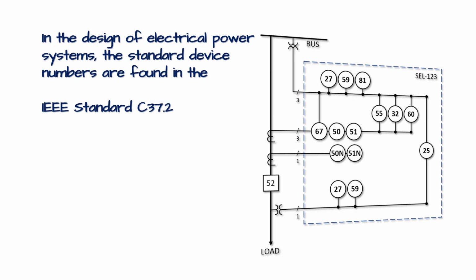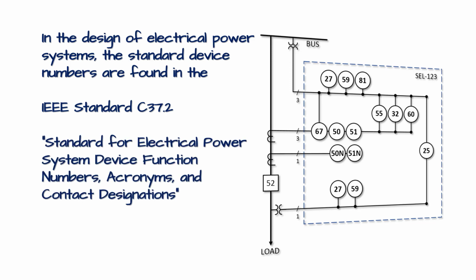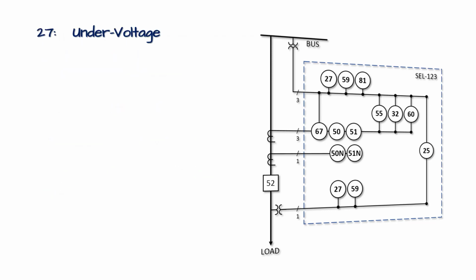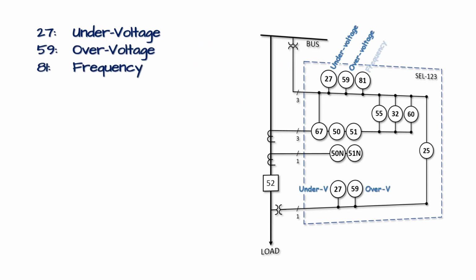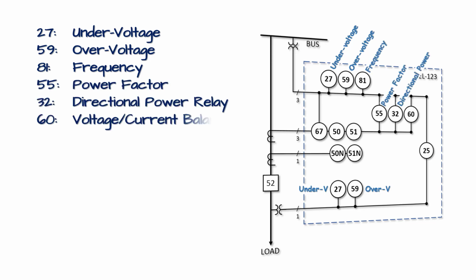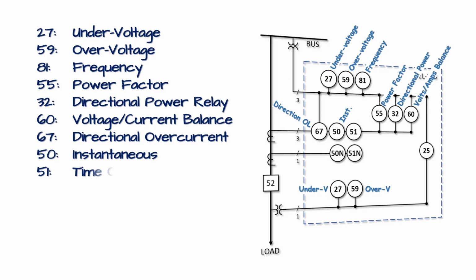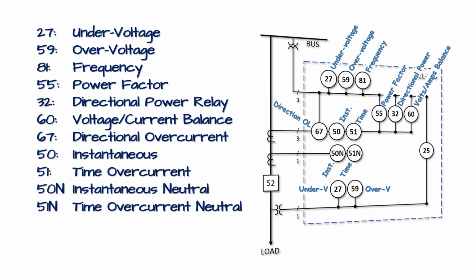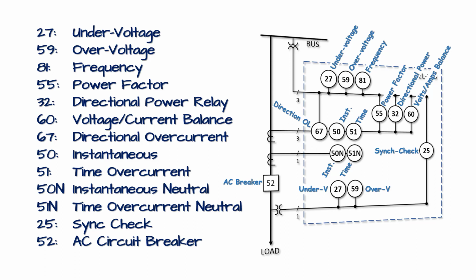In the design of electrical power systems, the standard device numbers are found in the IEEE standard C37.2. It's the standard for electrical power system device function numbers, acronyms, and contact designations. This standard identifies each protective device in an electrical system, like the 27. The 27 is an undervoltage relay. We need to know this language so we know what kind of tests to run on certain relays and what kind of commissioning we need to check out on the relays. Our customers expect us to know more about their system than they do, and so we must learn how to speak this language.